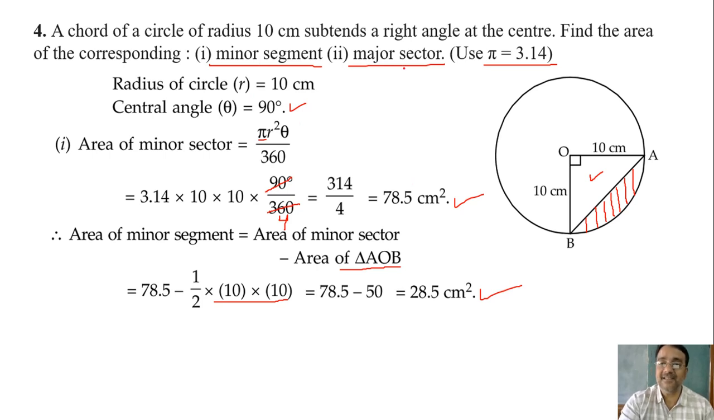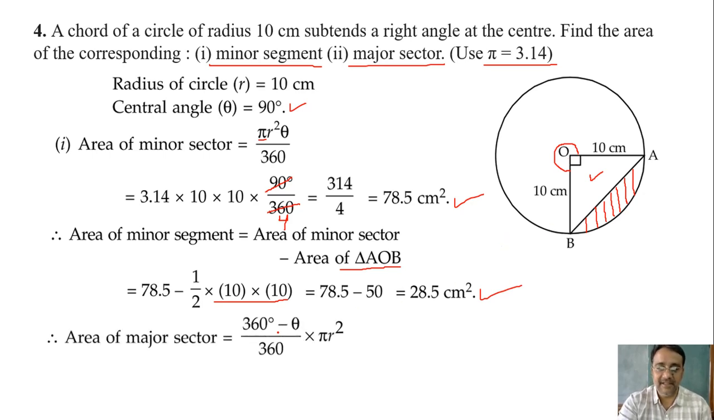Now for major sector we have two methods. What can we do? We can find the area of circle and subtract the area of minor sector. Otherwise, the other method is that you can find the value of this angle. This is 360 minus 90, that is 270. So that is also a way. So we'll use the other method.